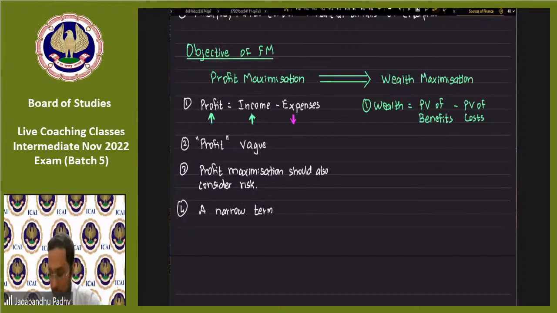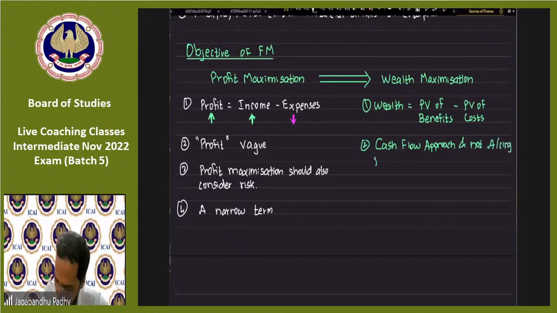Now, when we want to talk of wealth, we talk of the cash flow approach and not accounting profit. So in wealth maximization, we always want to think about what is the cash inflow that the company will get. We'll not talk about what is the profit that will be made. So how is cash flow more relevant than accounting profit? Let me take you through an example.